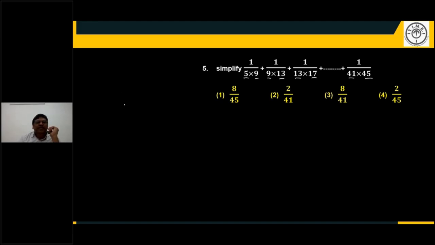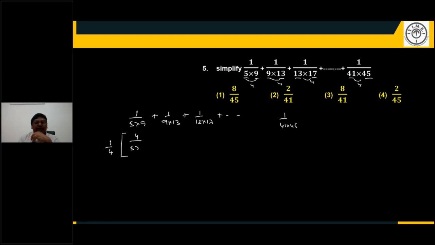Can I multiply this? The question is, students, 1 by 5 into 9 plus 1 by 9 into 13 plus 1 by 13 into 17 and so on till 1 by 41 into 45. If you see, as I said already, the gap between the two numbers is 4. So can I multiply all of them with 4 and divide by 4? Can I write like this? 1 by 4 into 4 by 5 into 9 plus 4 by 9 into 13 plus 4 by 13 into 17.